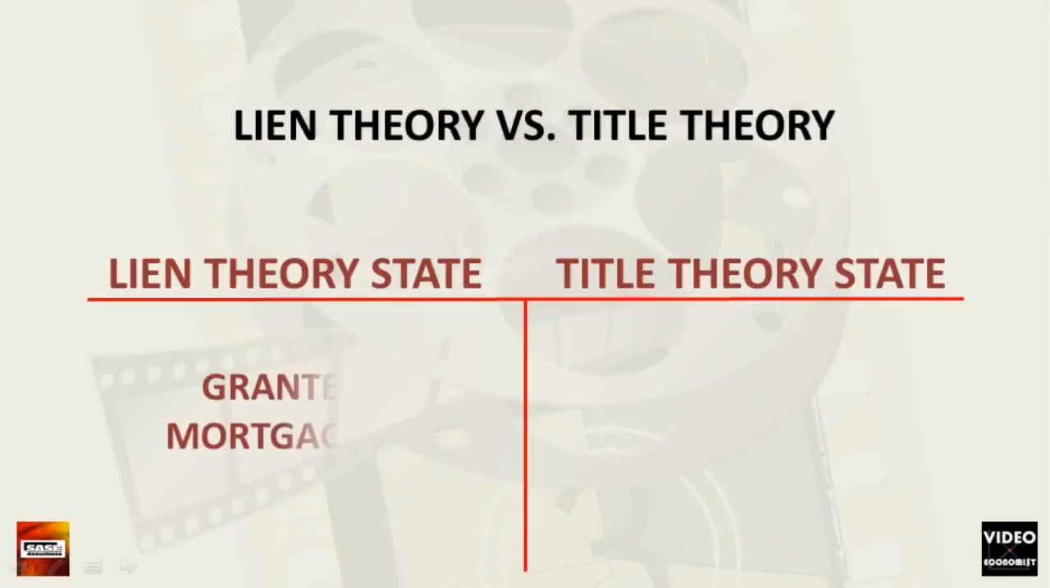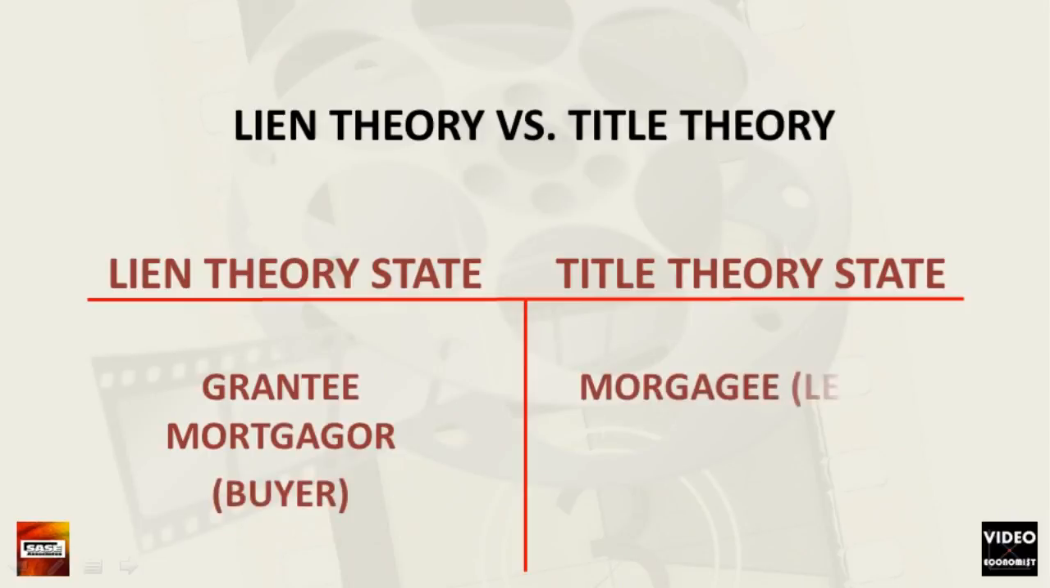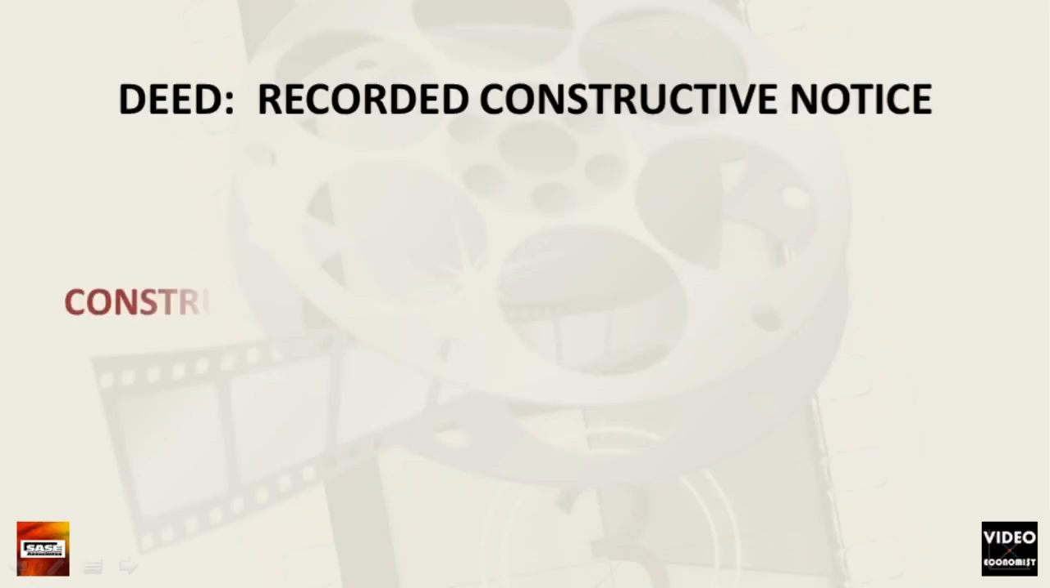In different states, there is an application of a different theory of who has the predominant right over the property. This is lien theory versus title theory. Under lien theory, the grantee, mortgagor, the buyer of the property, has legal control, whereas in a title theory state, it's the mortgagee, the lender, who maintains that control.